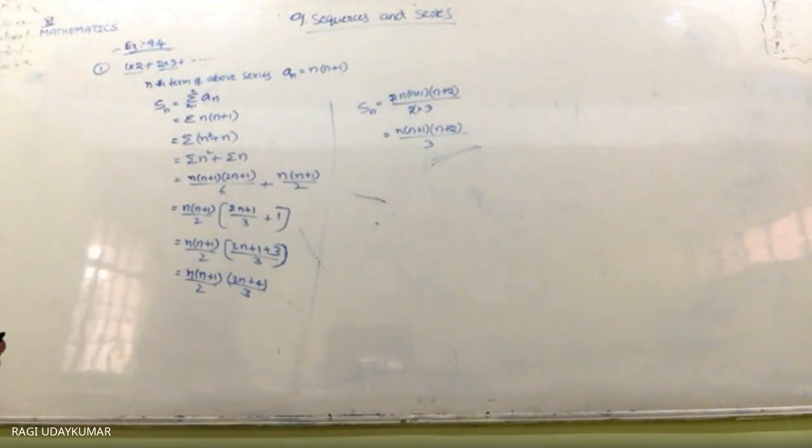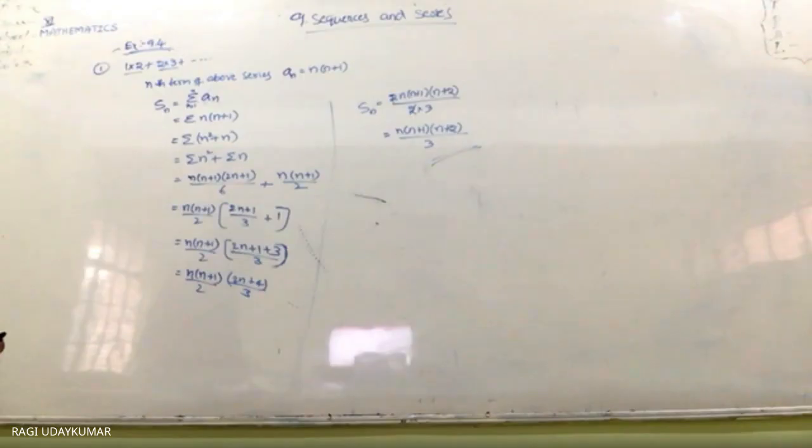Is it visible to you? Hello? Is it visible to you? Yes, sir. Huh? Yes, sir. Board is clearly visible? Hello?